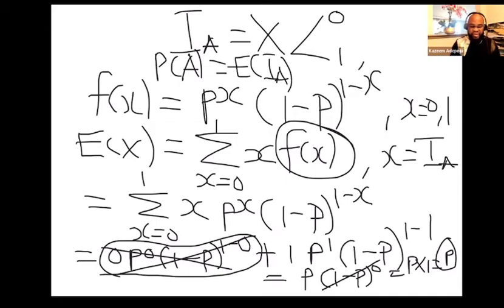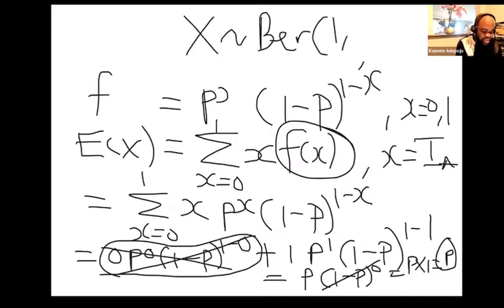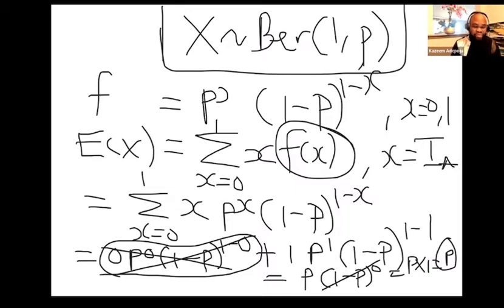No, you wrote BER, and then 1 comma P. Oh, you're displaying Bernoulli. Okay, thank you so much. So he was talking about this guy following BER(1, P), right? Yeah. Okay, so this is just to say that a random variable X follows a Bernoulli distribution with parameters 1 and P.